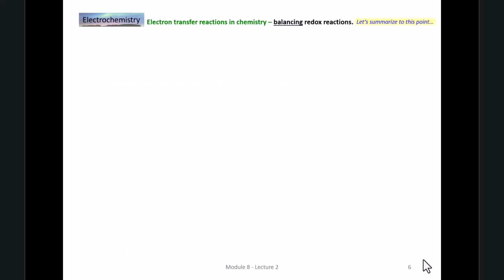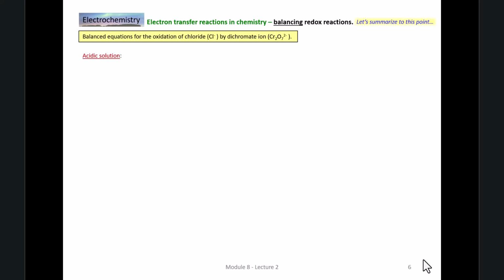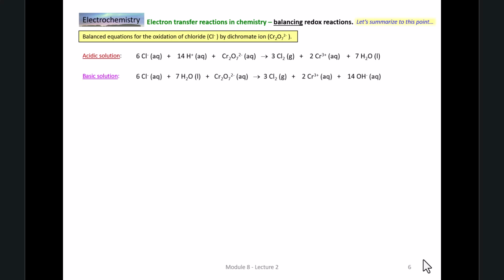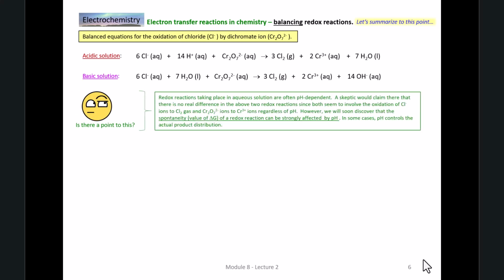So let's summarize to this point. The balanced equations for the oxidation of chloride by dichromate are listed as in acidic solution, it looks like this. In basic solution, it looks like this. And you might ask, what's the point? Well, redox reactions taking place in aqueous solution are often pH dependent.